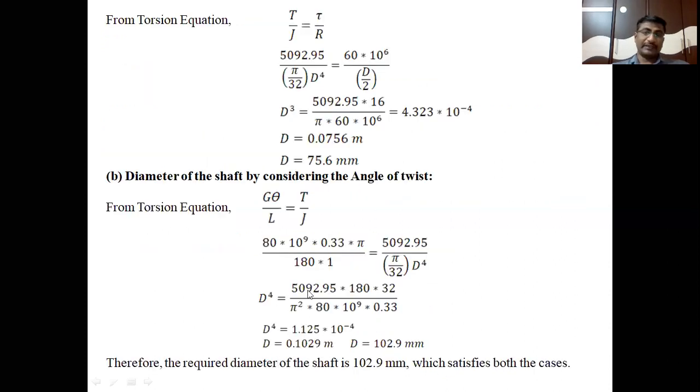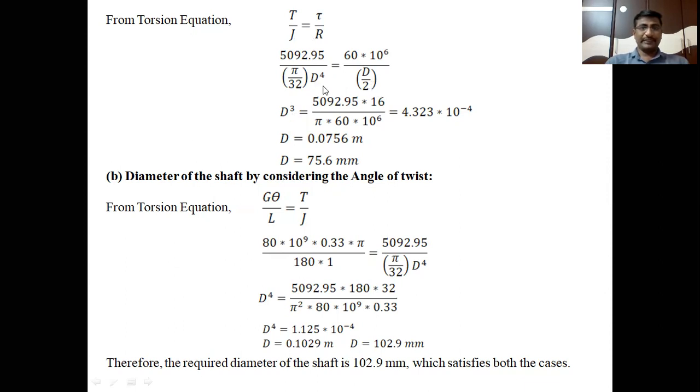By using this torque, we can calculate the diameter or the radius of the shaft by using the torsion equation. We know that the torsion equation is T by J equal to tau by R. Those are the first two parameters from the torsion equation. T by J is equal to tau by R. From this, T is 5092.95 divided by J, the polar moment of inertia. The formula is pi by 32 D to the power 4, equal to tau value, 60 megapascals given in the problem, the maximum shear stress, 60 into 10 to the power of 6, divided by the radius of the shaft, which can be represented as diameter by 2, D by 2.